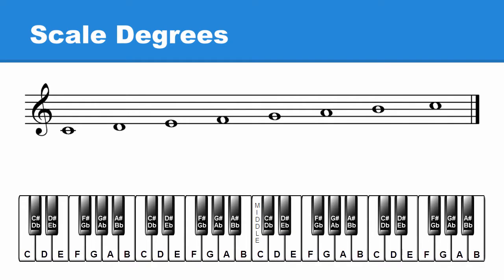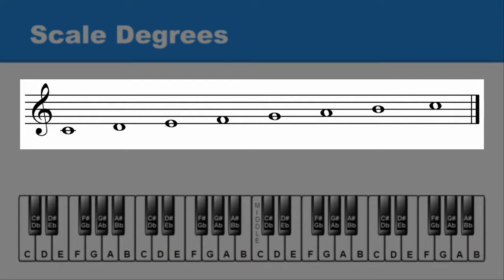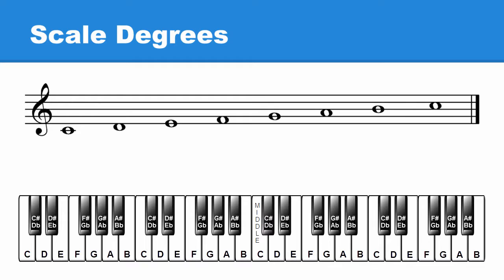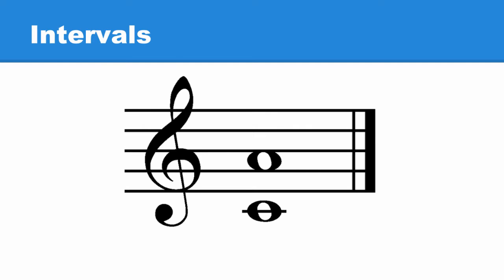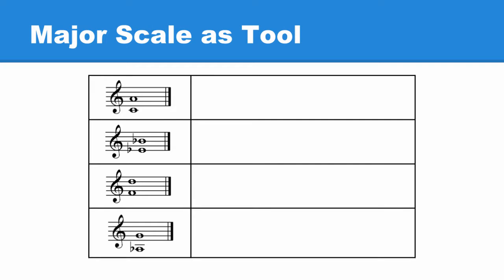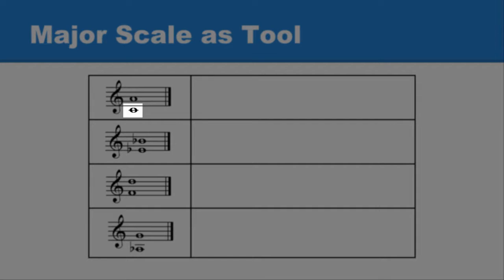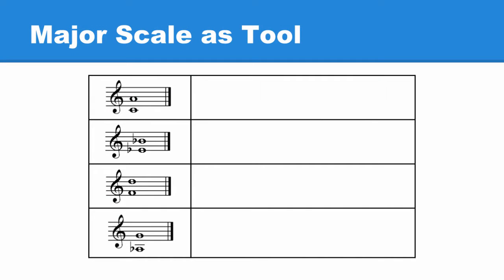We spent a lot of time in the last section on major scales. Now we're going to use the major scale to learn intervals. We'll use the major scale that starts on the same note name as the bottom note of the interval. For example, the bottom note of this interval is C, so we'll want to use the C major scale.